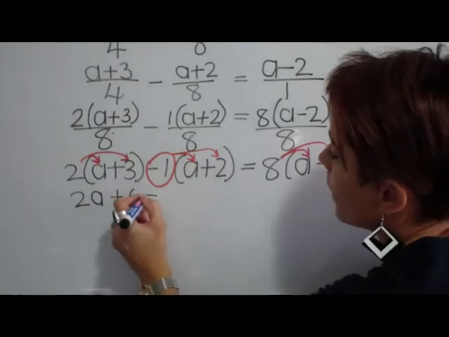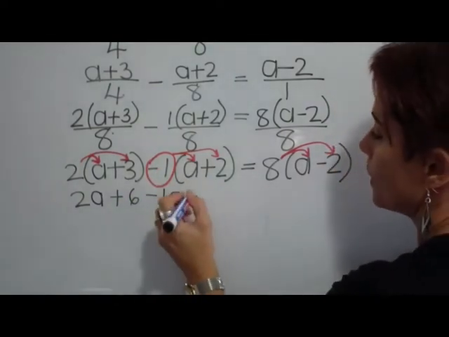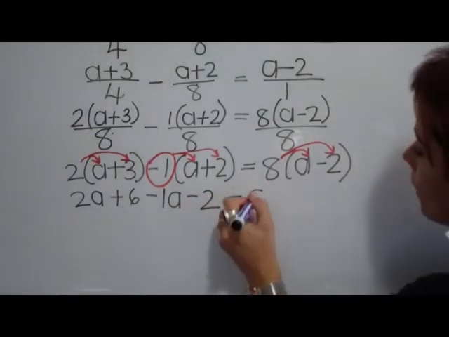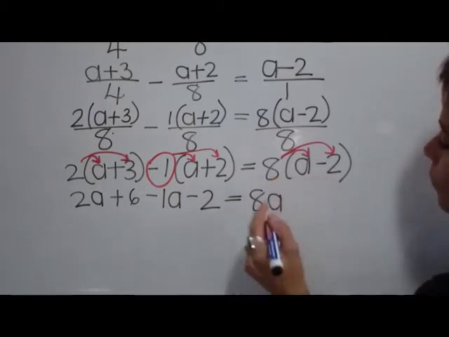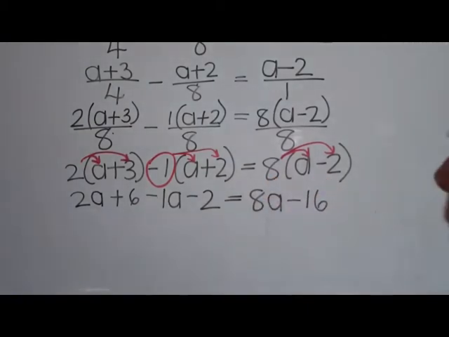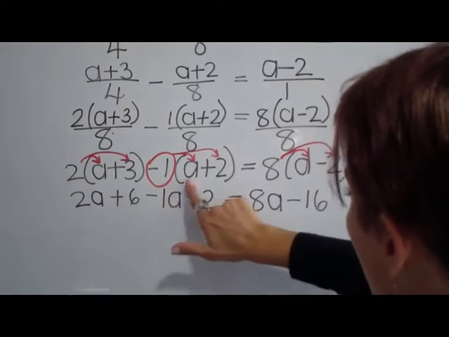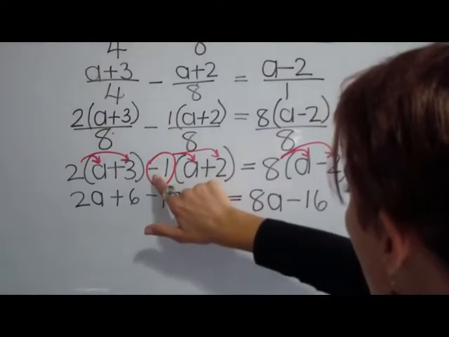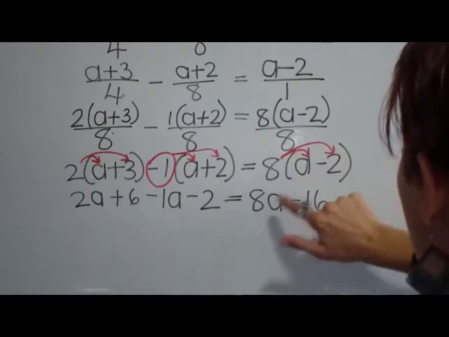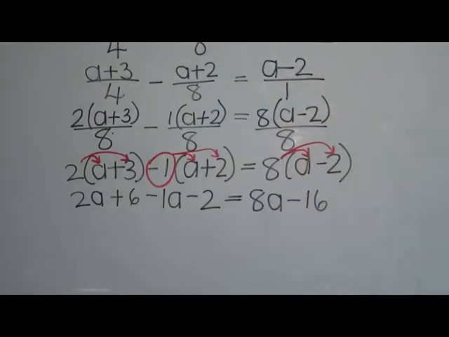Then negative 1 times a is negative 1a, negative 1 times positive 2 is negative 2, that is equal to 8 times a is 8a, and 8 times negative 2 is negative 16. Now we check it. 2 times a, 2a, plus 6, negative 1 times a, negative 1a, negative 1 times 2 is negative 2, is equal to 8 times a is 8a, and 8 times negative 2 is negative 16.